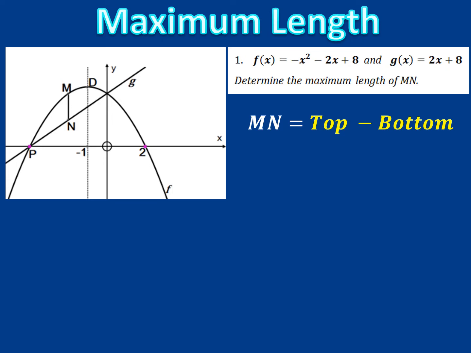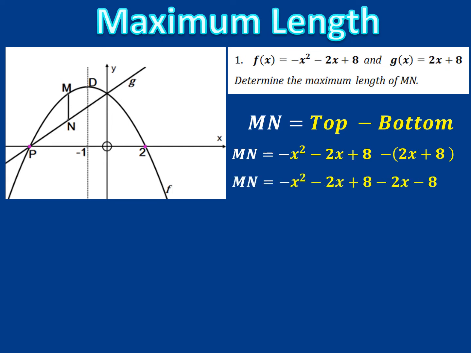And in this sketch, M is touching the parabola, which is on the top. So we list our parabola first, minus the straight line. If we distribute that negative, we end up with minus x squared minus 2x plus 8 minus 2x minus 8, which we can simplify to minus x squared minus 4x. Now it's a very good idea to write MN on the left-hand side all the time. It might stop you from dividing by a negative or making it equal to 0.